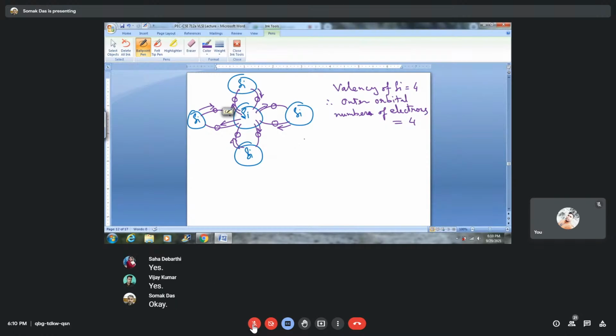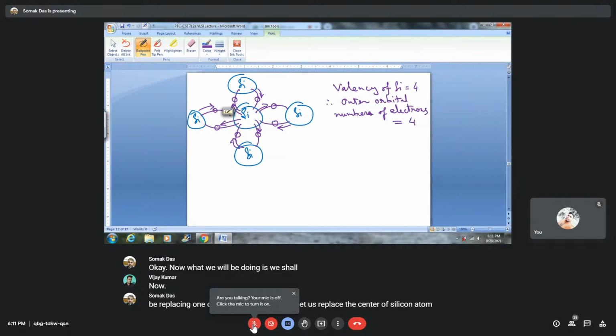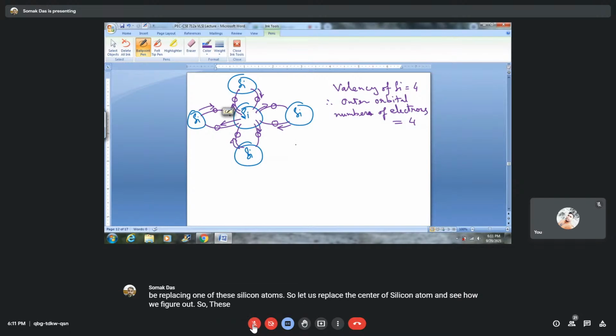Now, what we will be doing is we shall be replacing one of these silicon atoms. So, let us replace the centermost silicon atom and see how it figures out. So, this silicon atom, Si, is replaced with a trivalent atom. Name a trivalent atom.